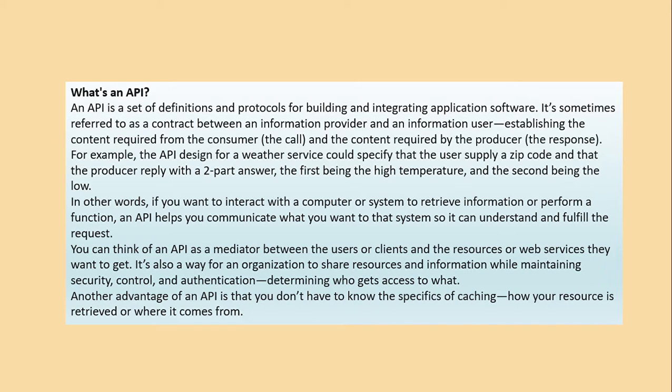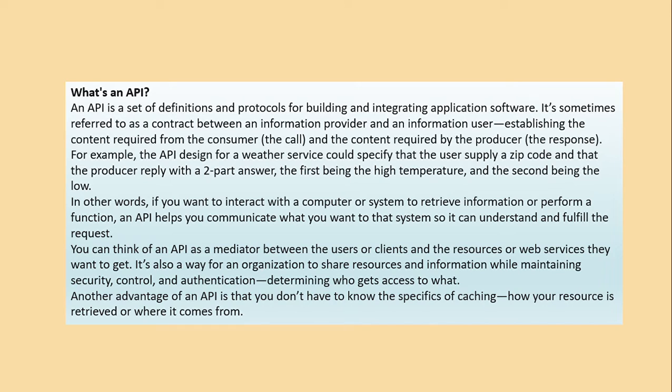So let's understand what an API is. An API is a set of definitions and protocols for building and integrating application software. It is sometimes referred to as the contract between an information provider and an information user, establishing the content required from the consumer, which calls the API, and the content required by the producer, which produces or writes the API, which is the server. For example, you can use an API to get weather data, or you can use the Google Maps API to get map data.